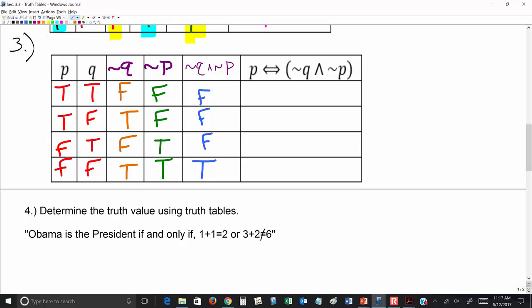Okay. And then the last column is the double arrow, and it's P if and only if this other thing. So in order for the double arrow statement to be true, those two columns should have the same letter in them, either both true or both false. If they have a different letter, it's false. So that'll be false, false, true, false.